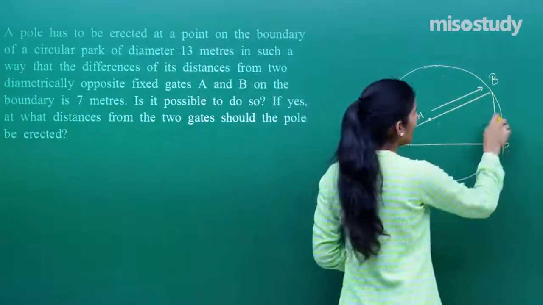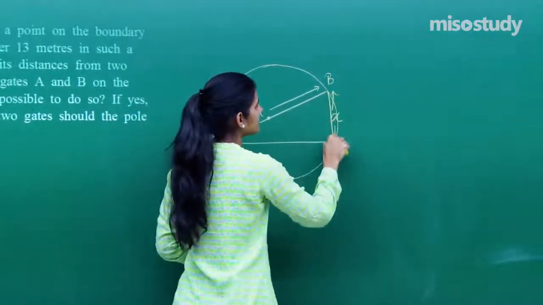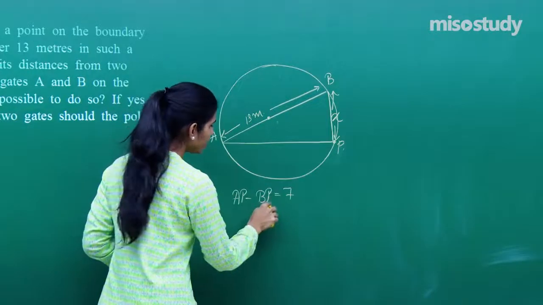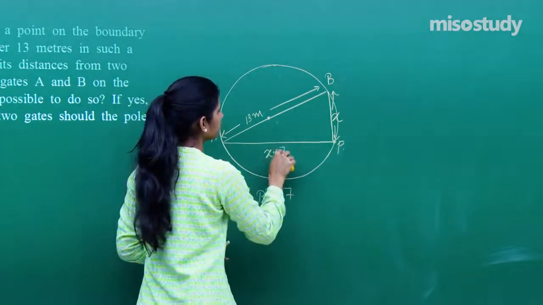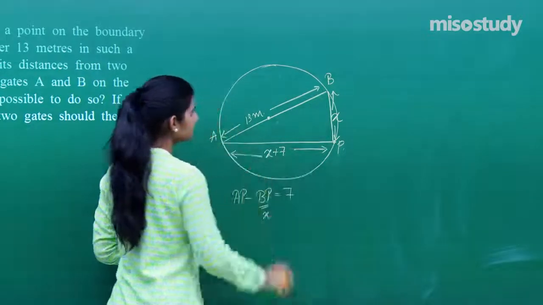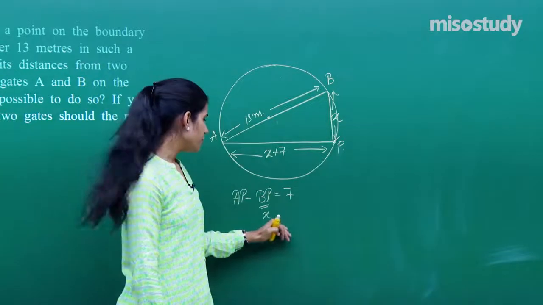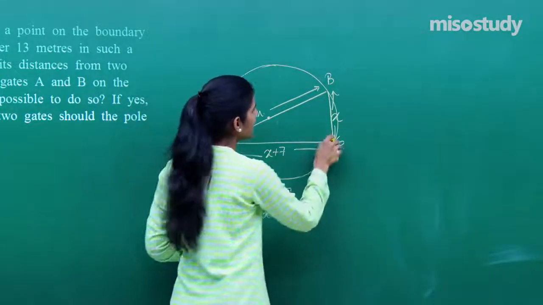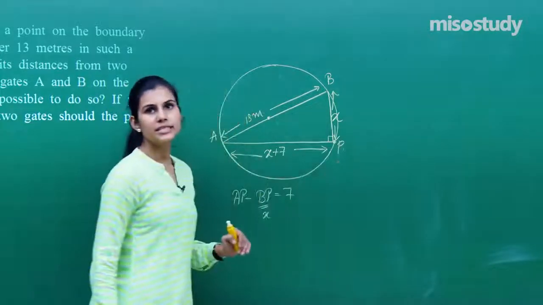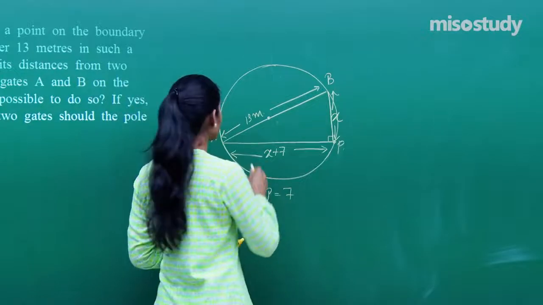What I do, I take this as x. And therefore, automatically, the moment BP is taken as x, AP will be 7 plus x. Automatically this is 7 plus x because of the condition that AP minus BP is 7. So if BP is x, 7 plus x is AP. Obviously, you can very clearly identify what this is. Why am I so sure it is a right angle?